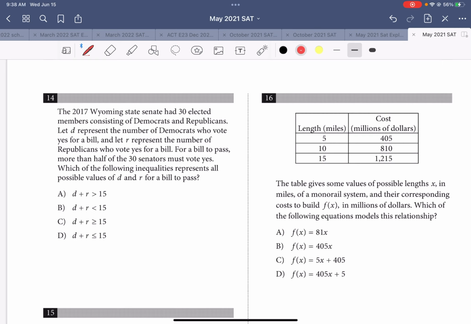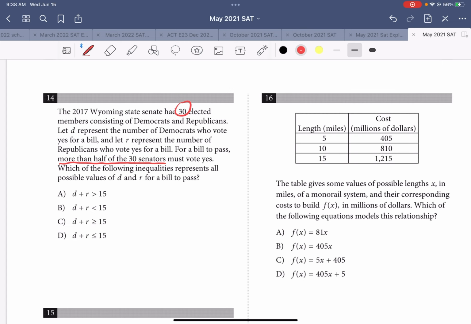Now let's move on. Number 14. In 2017, the Wyoming State Senate had 30 elected members consisting of Democrats and Republicans. Let D represent the number of Democrats who vote yes for a bill, and let R represent the number of Republicans who vote yes for a bill. And for a bill to pass, more than half of the 30 senators must vote yes. Which of the following inequalities represents all possible values of D and R for a bill to pass?